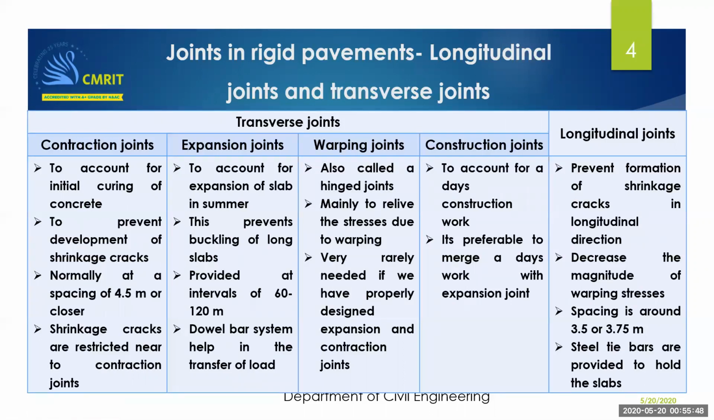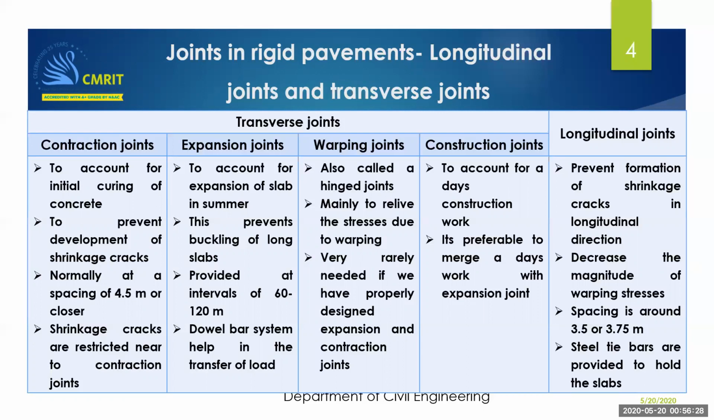Transverse joints: we have discussed contraction joints and expansion joints, especially with the design of the dowel bar. Contraction joints, as I told at that time, are related to the initial curing of concrete, and a proper provision of a contraction joint prevents the formation of shrinkage cracks. The most important thing is it is always provided at a spacing of 4.5 meter or closer. Suppose we get the spacing as 4.8 meter, we have to restrict that to 4.5 meter. This is very, very important.